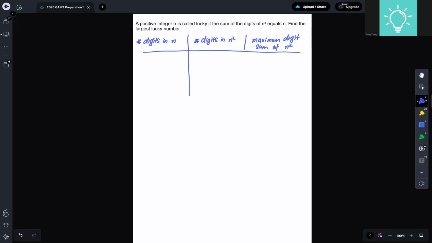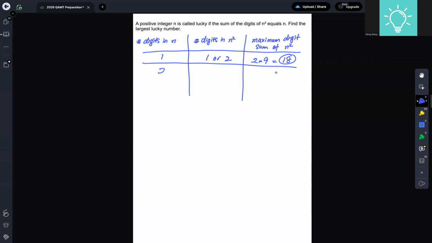Let's say we have one digit in n. A one-digit number is less than 10. When you square it, it's less than 100. So the number of digits is either 1 or 2. Think about it: 1 squared is 1, it's got one digit. 9 squared is 81, it's got two digits. What's the maximum digit sum of n squared? There's no need to calculate, but if there's at most two digits, the maximum digit sum is 2 times 9. The maximum digit sum is 18.